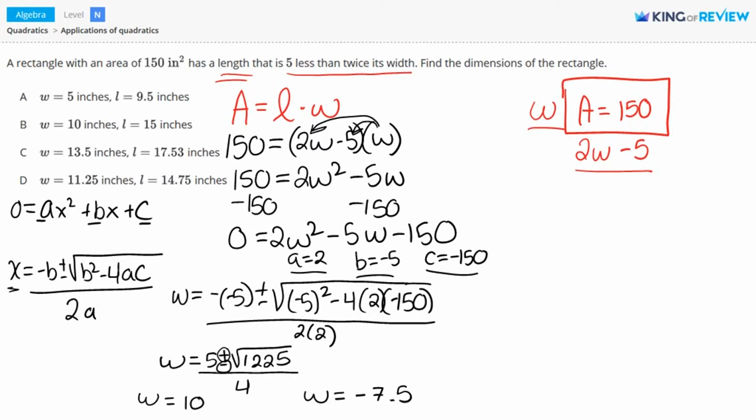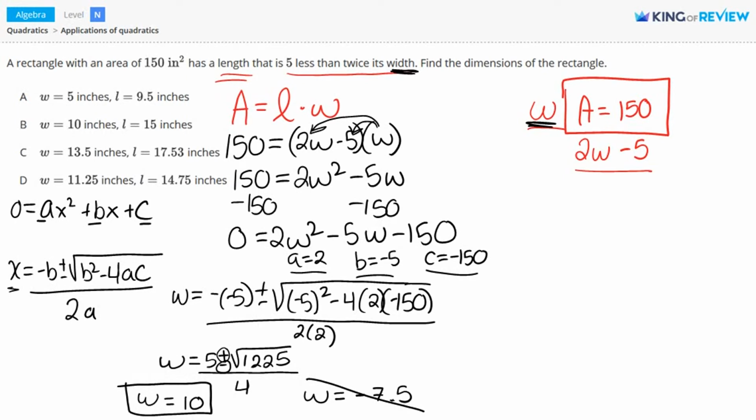So let's think about this for a minute. What is w? Well, w is the width. It's the width of this rectangle. Can we have a negative width on a rectangle? No, we can't. That doesn't make sense. Therefore, this answer is incorrect. We're going to go with this value for w. w equals 10. So now we know what the width is.